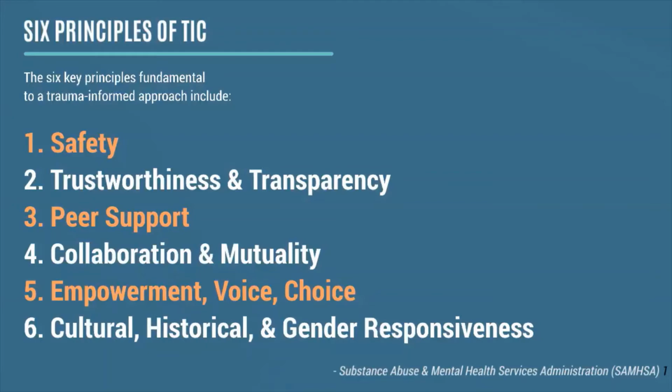The Substance Abuse and Mental Health Services Administration, SAMHSA, identified the following 6 principles as being fundamental to a trauma-informed approach. 1. Safety. 2. Trustworthiness and transparency. 3. Peer support. 4. Collaboration and mutuality. 5. Empowerment, voice, and choice. And 6. Cultural, historical, and gender responsiveness. More detailed descriptions on the principles can be found in SAMHSA's Concept of Trauma and Guidance for Trauma-Informed Approach. For now, we'll explore each principle in more depth in the upcoming slides, and then we'll end with an applied example in the video.